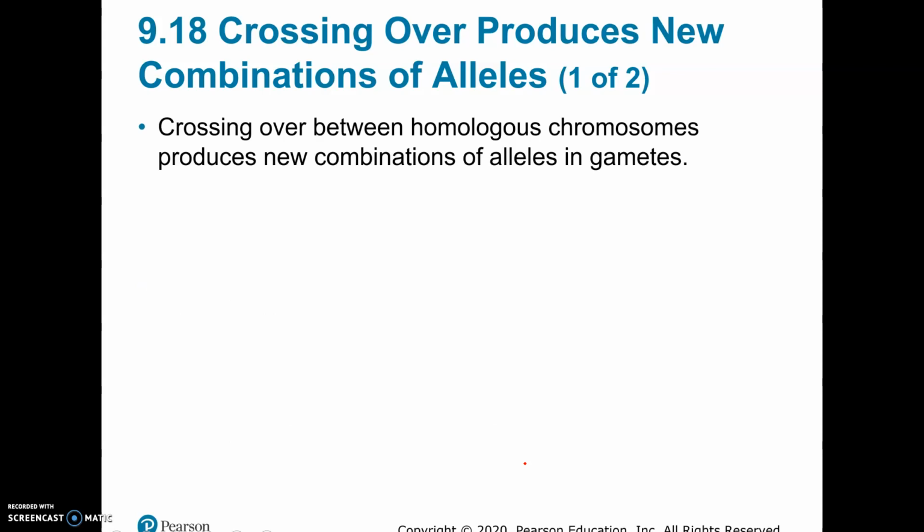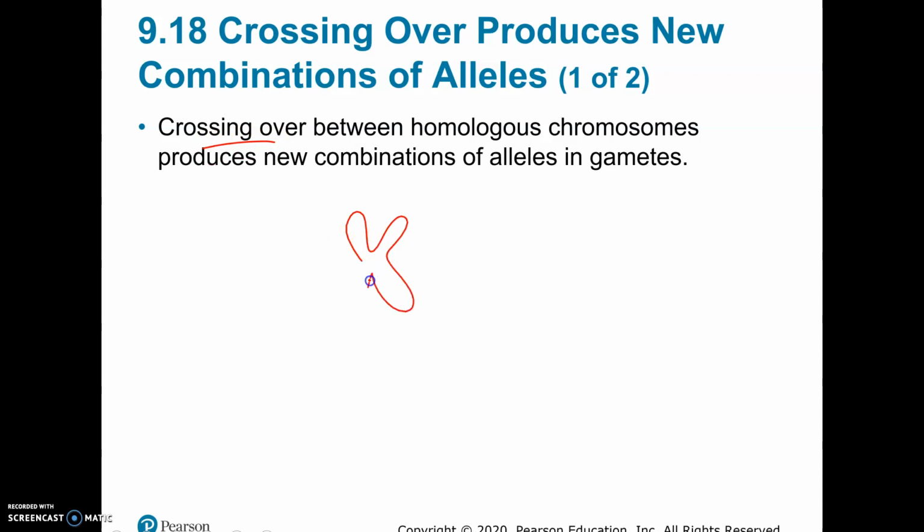Now, the thing is that if the genes are linked, you might wonder, well, then how would you ever get a different combination? Like if red hair and freckles are linked, then everybody should either have red hair and freckles or brown hair and no freckles. How do you get somebody that has not red hair, but they do have freckles if those genes are on the same chromosome? And the answer would be crossing over.